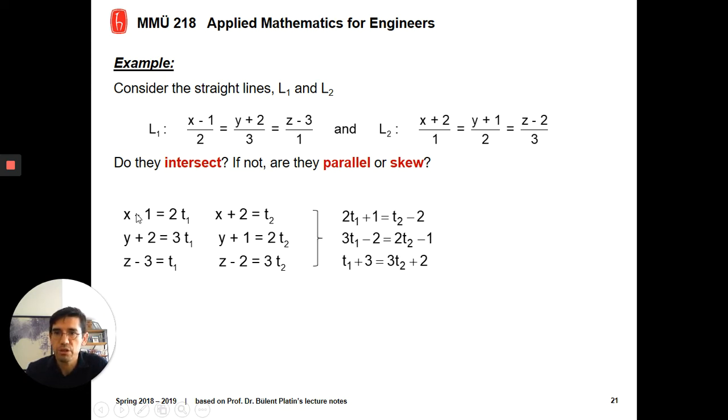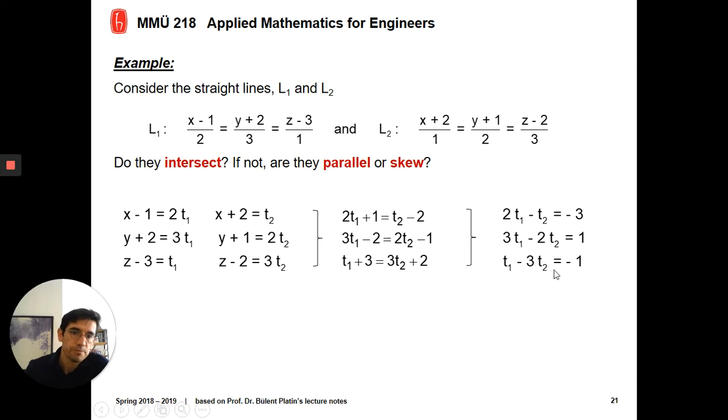I have the common term x, common term y, common term z over here. If we equate them, we end up with some equations there. And if we rearrange them again, we will end up with this. So this is what we learned in linear algebra. If this set of equations is consistent, then I will be able to say that they would intersect at some point. If they are not consistent, then they might be parallel or skew.